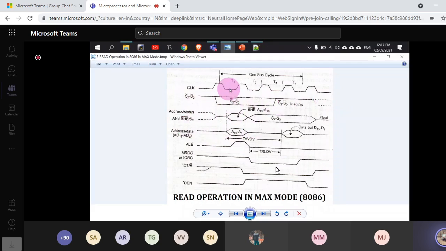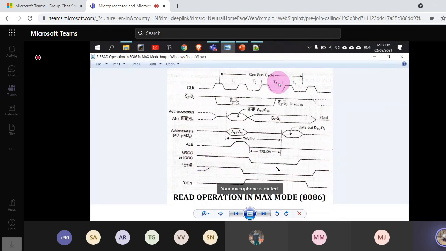So you can see that in the T1 stage, ALE has to be activated. This ALE will be activated in your T1 stage, and accordingly the addresses will be latched. You can see that these addresses are also there. Similarly, in the T2 stage, read and write signals will be activated. So you can see that this signal is activated here.